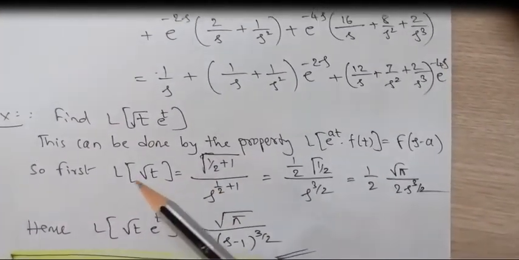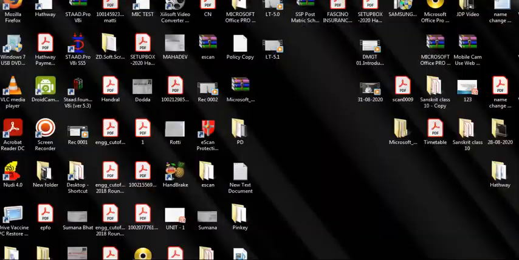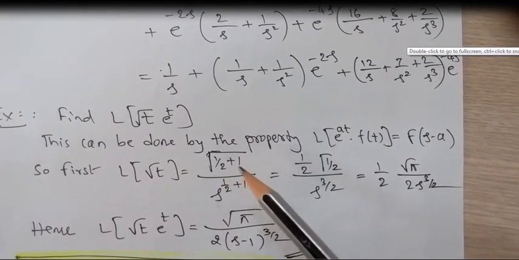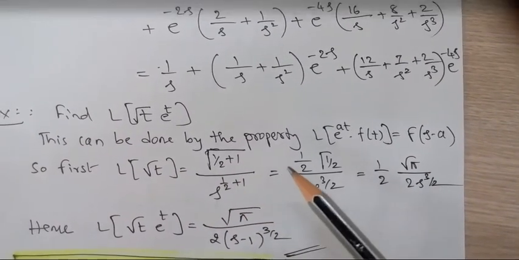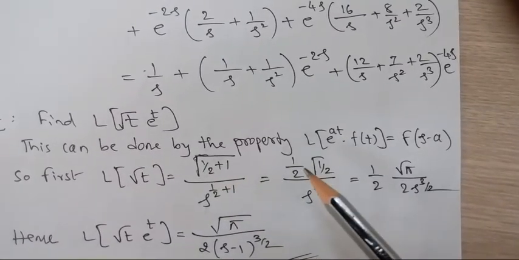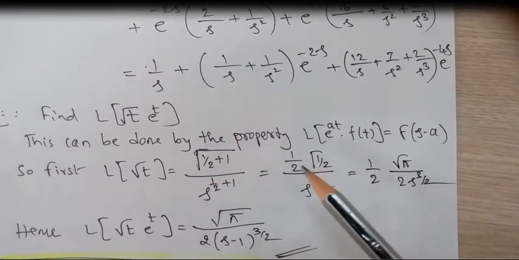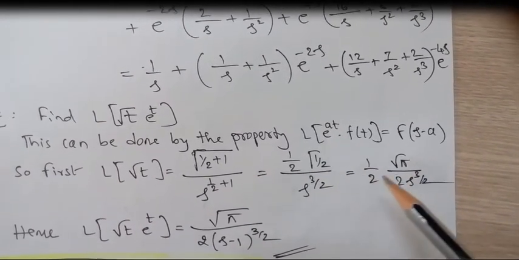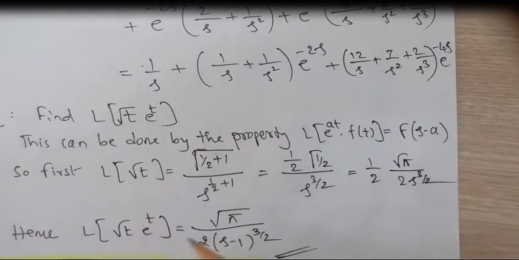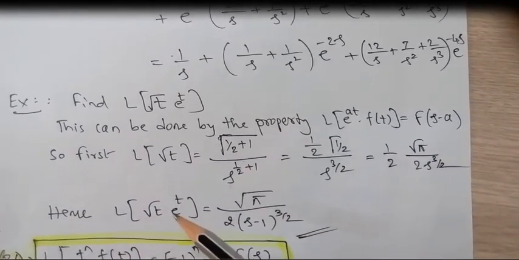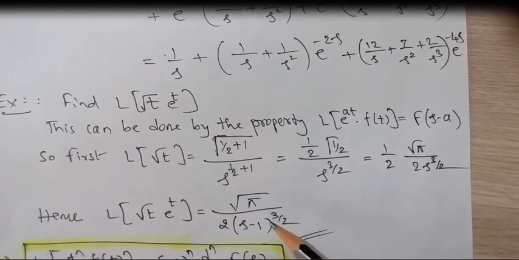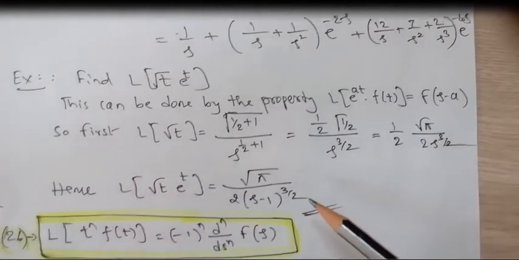So Laplace of root t is equal to Laplace of t raised to n. By the definition of Laplace of t raised to n, it is gamma of n plus 1 divided by s raised to n plus 1. So n is 1 by 2: gamma of 1 by 2 plus 1 divided by s raised to 1 by 2 plus 1. Gamma of n plus 1 is equal to n gamma n. n is 1 by 2, so 1 by 2 gamma 1 by 2. 1 by 2 gamma 1 by 2 value is root pi divided by s raised to 3 by 2. So Laplace of root t into e raised to t is equal to root pi divided by 2 into bracket s minus 1 whole raised to 3 by 2.